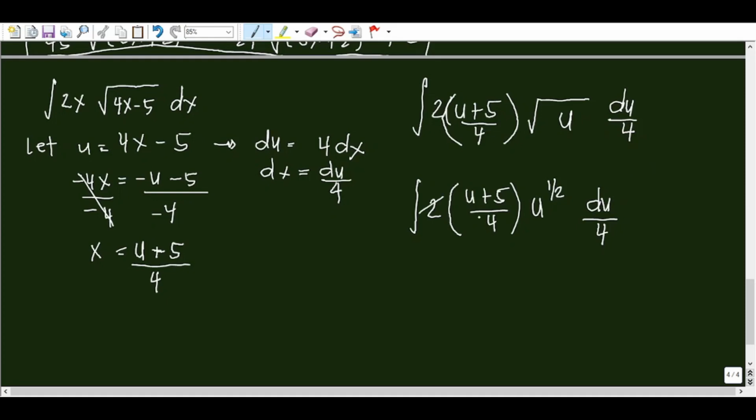Ma'am, paano ano nang gagawin natin dyan? I can cancel this out. Magiging 2 divided by 2 is 1. 4 divided by 2 is 2. Tama. Since denominator ito, denominator din yun, pag-multiplyin ko na lang siya. So, magiging u plus 5 multiplied by u raised to 1/2 1 over 8 du. Ma'am, bakit naging ganyan yan? Sige, ipakita ko na lang yung long cut.